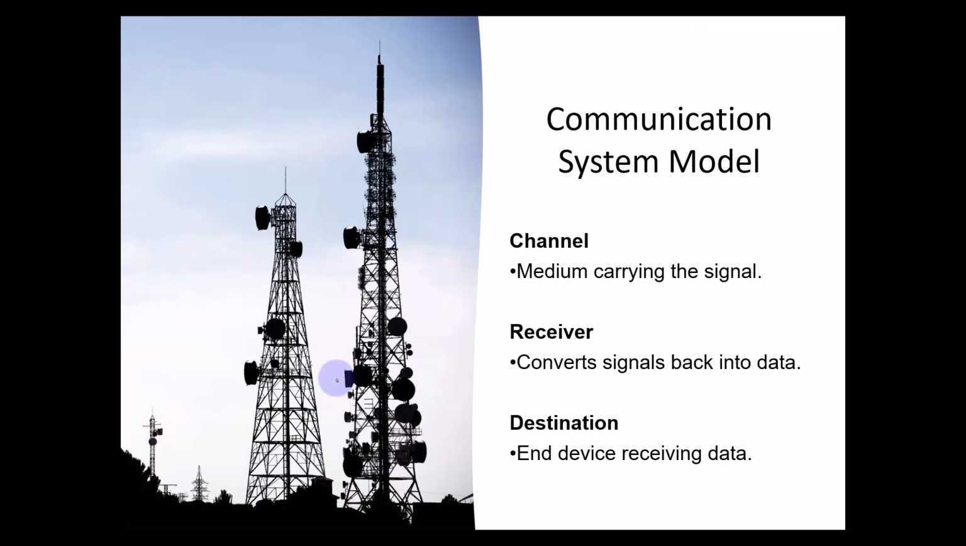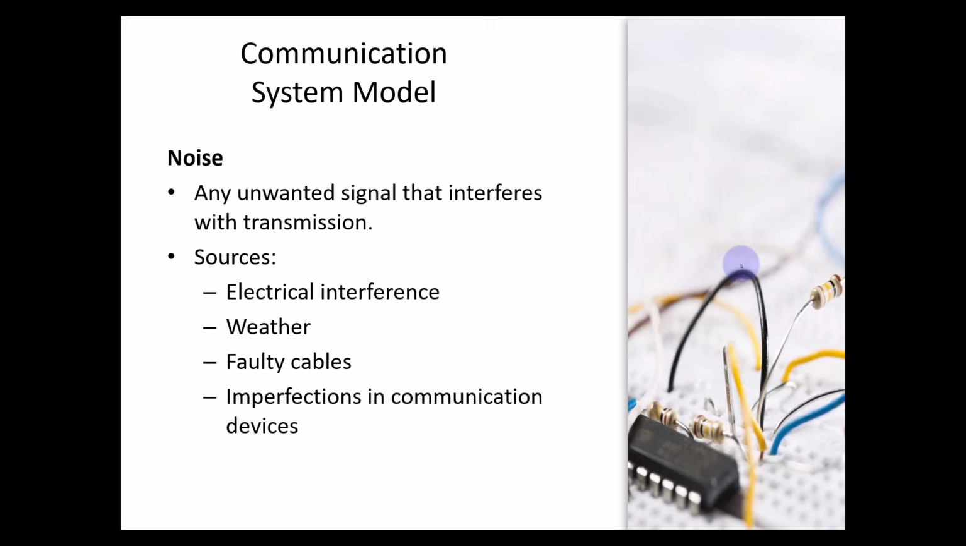And then the channel is the medium that carries the signal. The receiver converts the signal back to the data, and then the destination is the device that receives the data. So the new terms that you are seeing here, the signal and the noise, we'll look at later in our subsequent lecture. So yeah, let's look at what noise is.